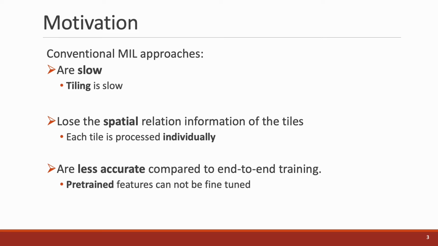Conventional multiple-instance learning-based approaches are slow because tiling is slow. They lose the spatial relation information of the tiles as each tile is processed individually. They are less accurate compared to end-to-end training because pre-trained features cannot be fine-tuned in previous approaches.